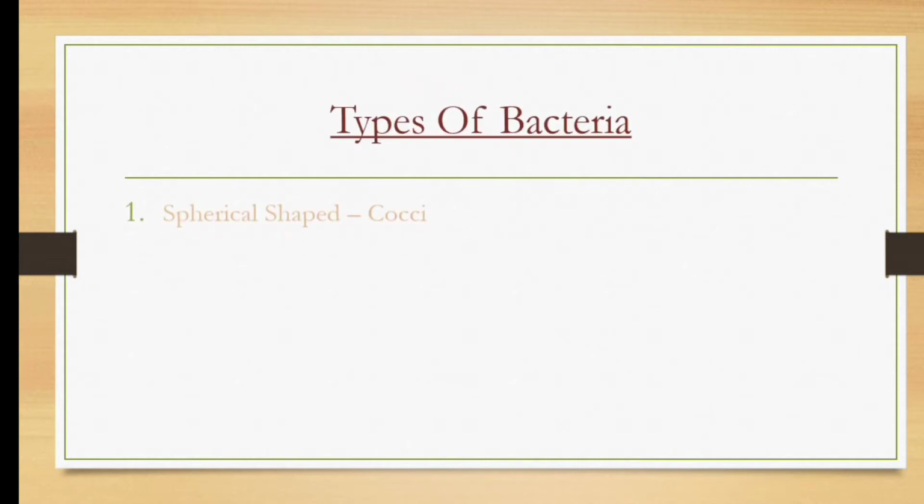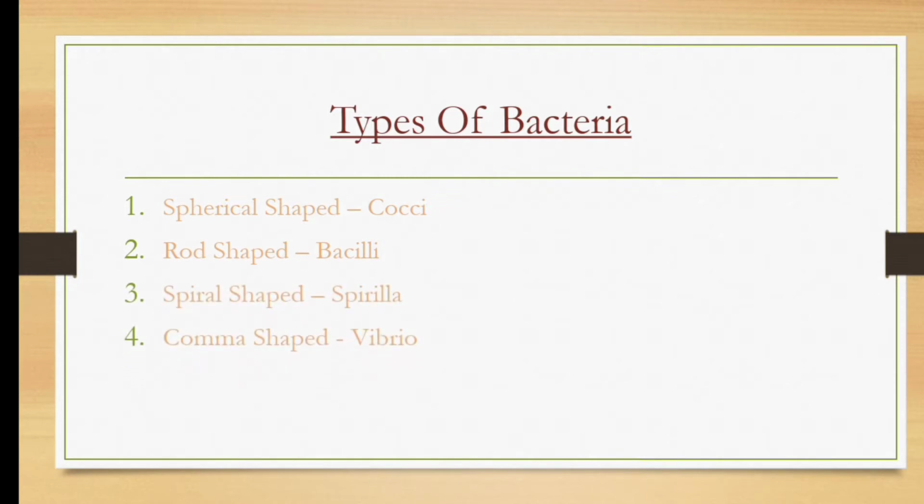As I said, bacteria are categorized into four groups on the basis of their shapes and structure. So let's learn about each and every group. First is spherical shaped, and they are called cocci or coccus. Second is rod shaped, and they are called bacilli or bacillus. Third is spiral shaped, which are called spirilla, and fourth is comma shaped, which are called vibrio.